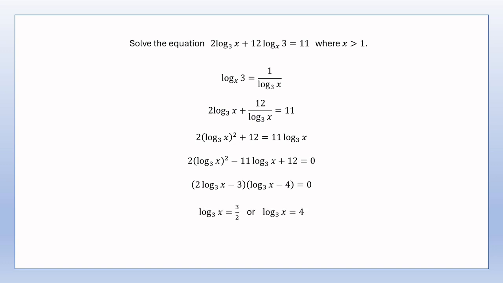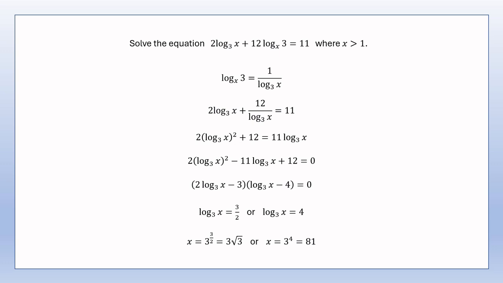And so we have log to the base 3 of x equals 3 halves, or log to the base 3 of x equals 4. And so finally, x is equal to 3 to the power of 3 halves, or even better, 3 times the square root of 3, or x equals 3 to the power of 4, which of course is equal to 81. And we're done.